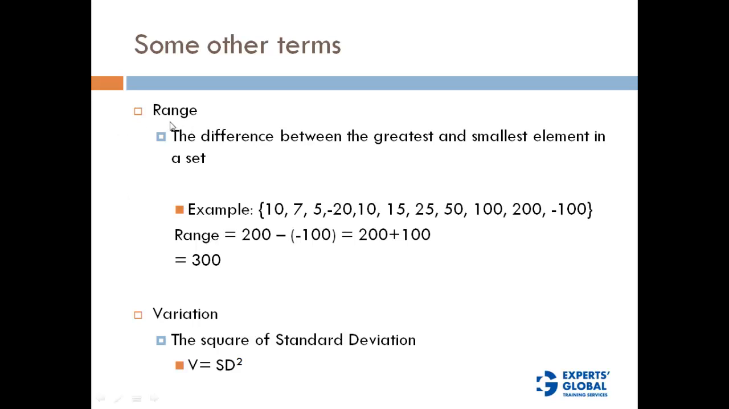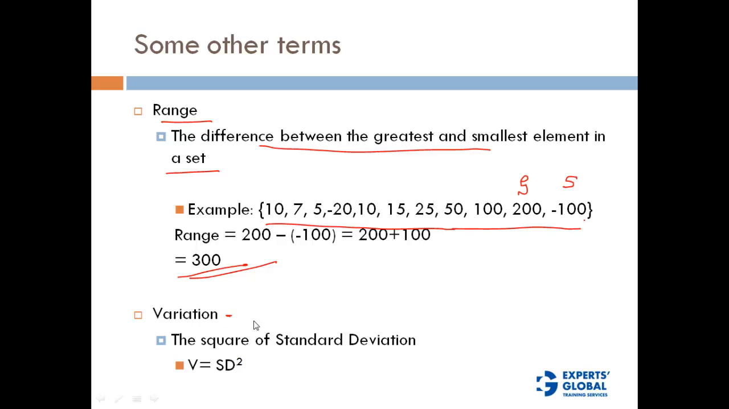Some other terms, range. Range is the difference between greatest and smallest element in a set. For example, let's consider this set. Let's find out the greatest and smallest element. So greatest element is 200, smallest element is minus 100, and how far they are, 200 and minus 100, they are 300 units away. So that becomes the range.